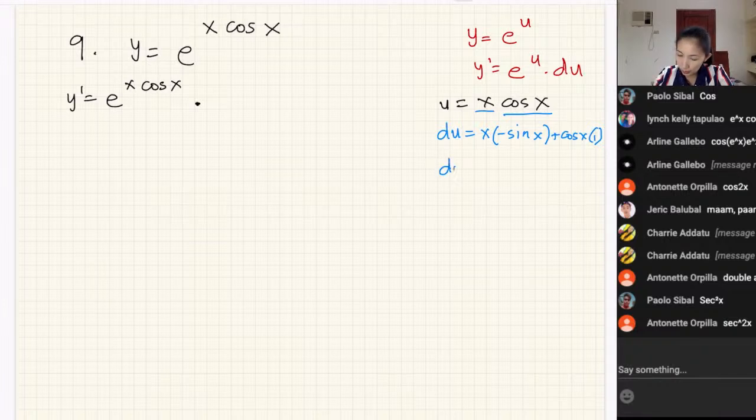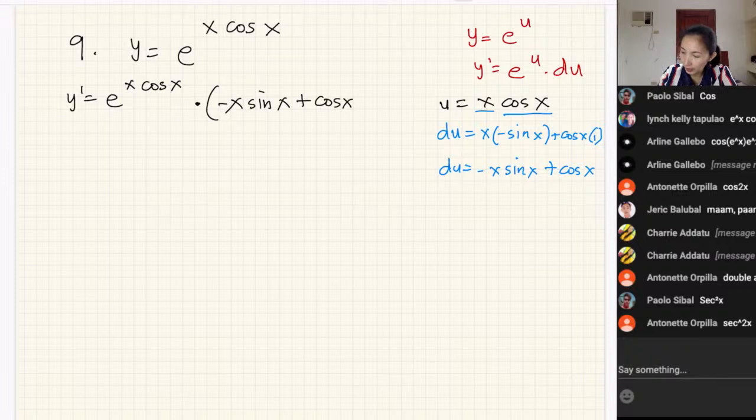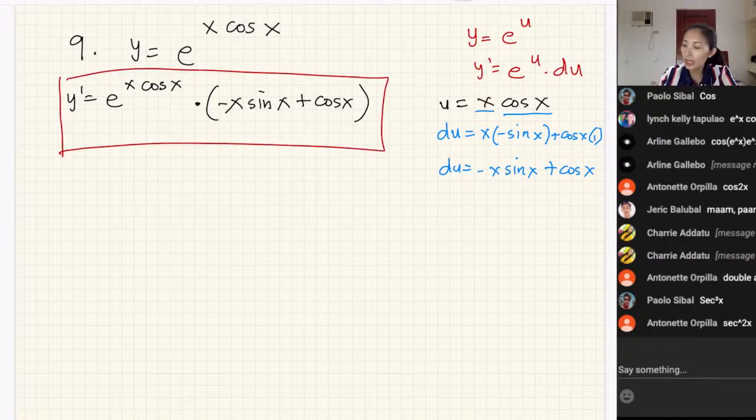du is equal to negative x sine x plus cosine x. So let's put that here, times negative x sine x plus cosine x. So as simple as that. Okay, so that's it. e raised to x cosine x times negative sine x plus cosine x. Let's enclose this in a rectangle. That's it. If you ended up with this, it's alright. No problem. This is already correct.